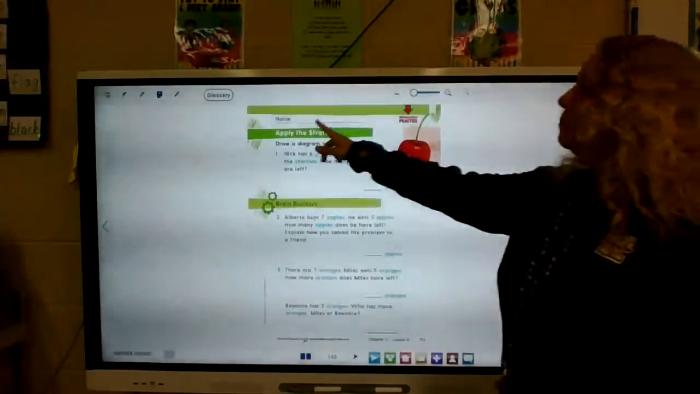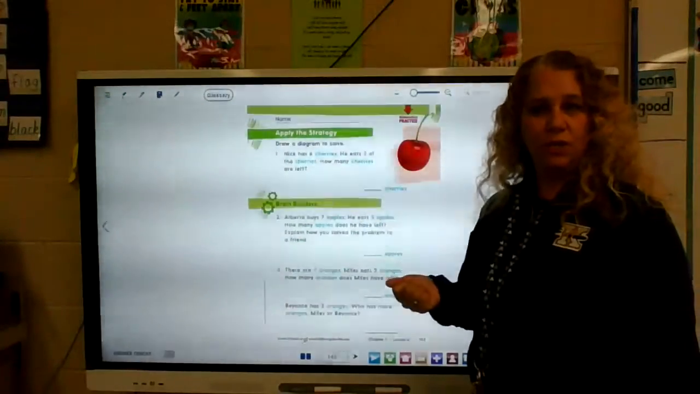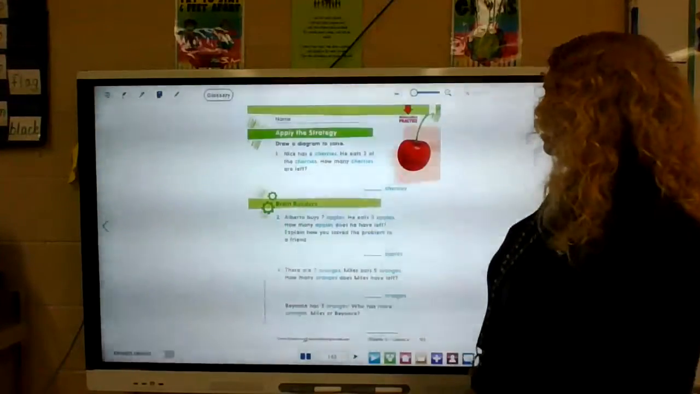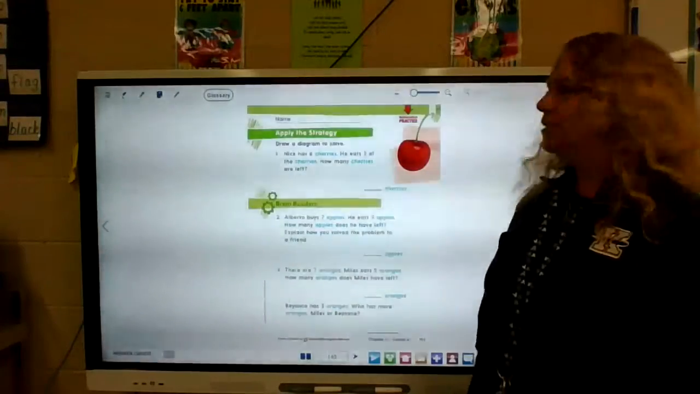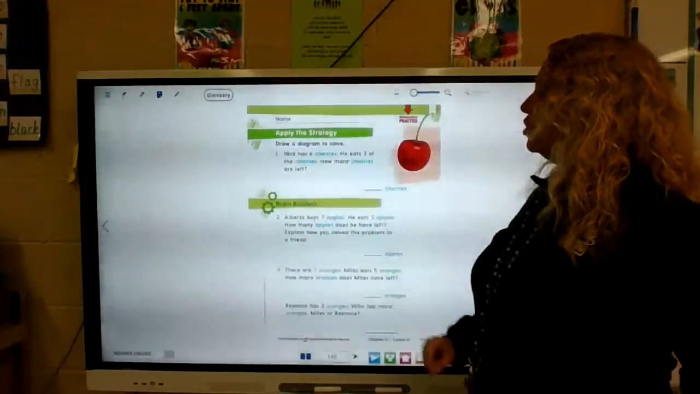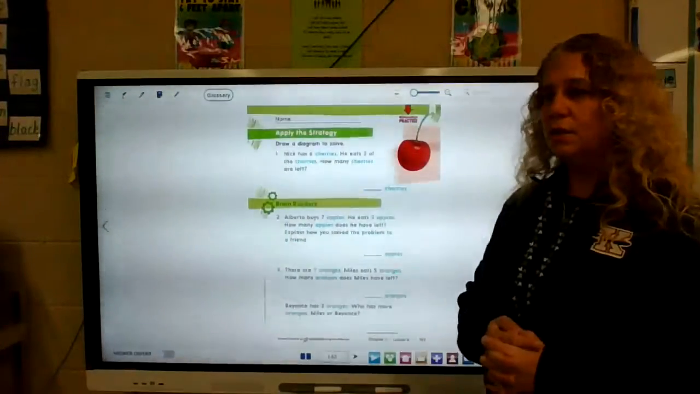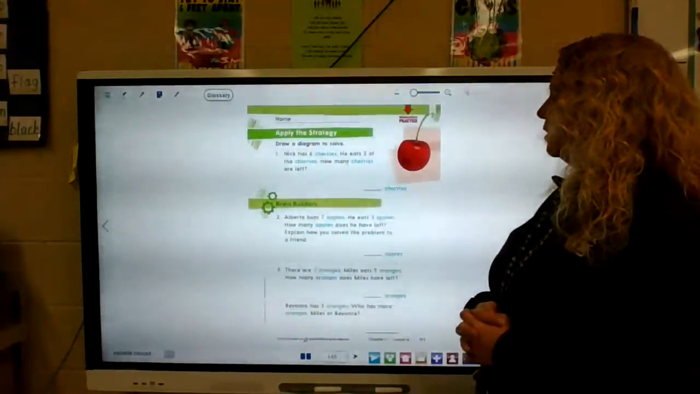Okay, up here we're going to apply the strategy. That means we're going to do what we just learned, and we're going to draw a diagram for this one. And it looks like we're going to be drawing cherries. Nick has 6 cherries. He eats 3 of the cherries. How many cherries are left?